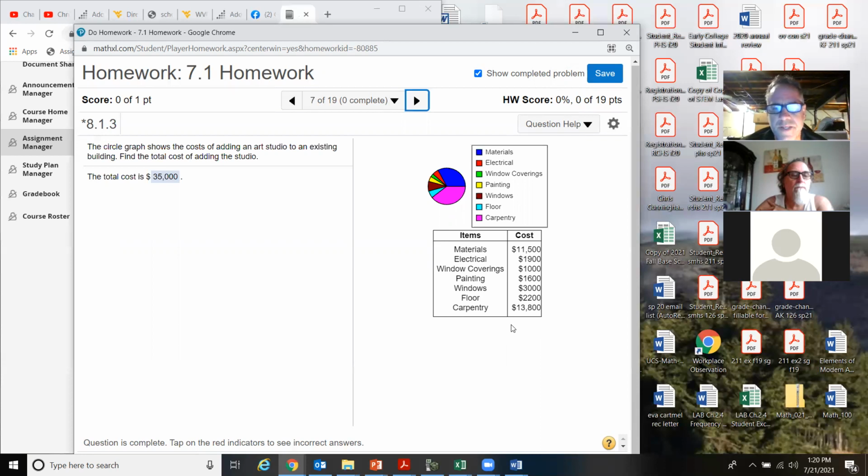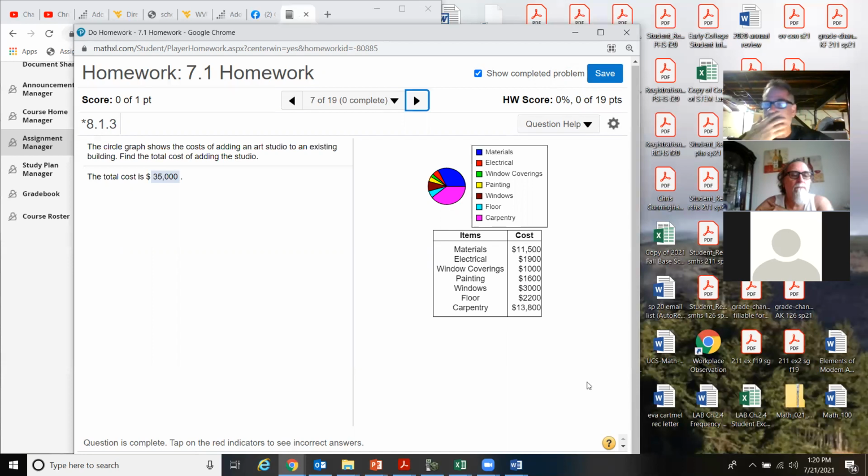And I see a color coding here. Carpentry is the largest portion of the circle. And right here in the middle is the center of the circle. And this is the largest. The second largest is materials. Notice that does come up with the numbers.